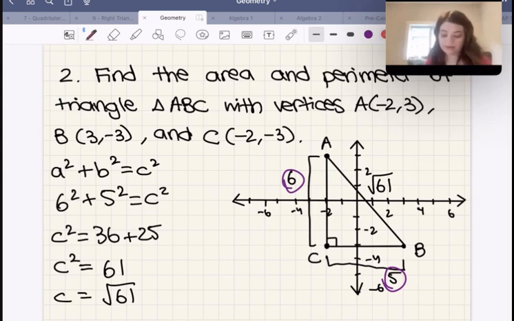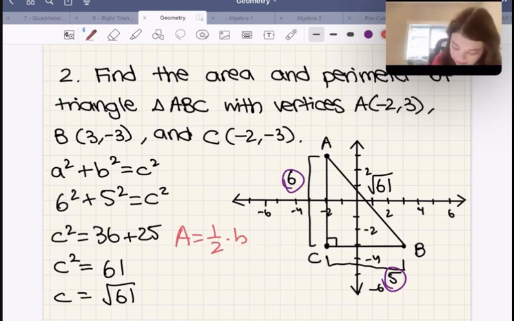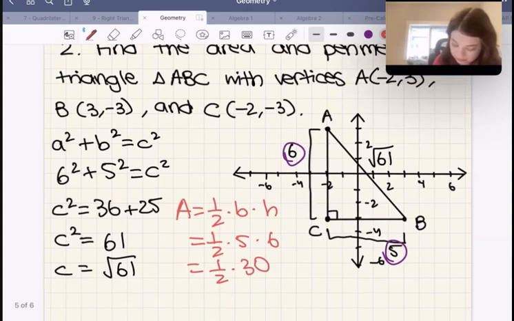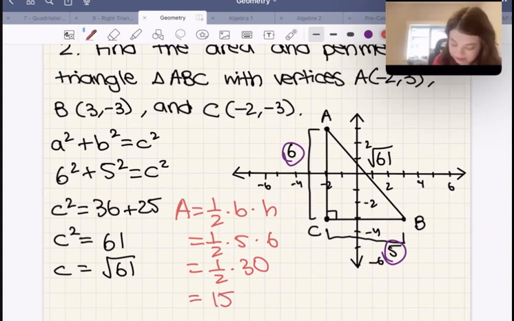Okay, so now I'm actually going to go ahead and find the area and the perimeter here. So area is equal to 1/2 times base times height. In this case, the base is 5 and the height is 6. So 1/2 times 5 times 6, which is equal to 1/2 times 30, which is equal to 15, right? 15 is half of 30. So the area is going to be 15 square units.